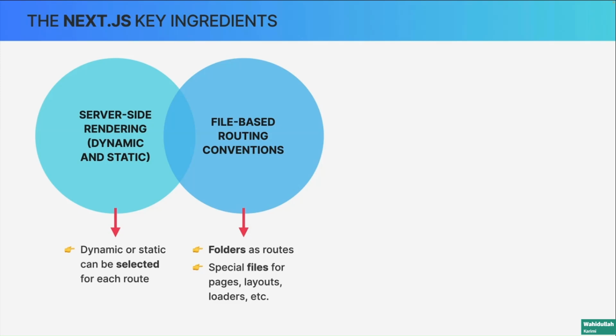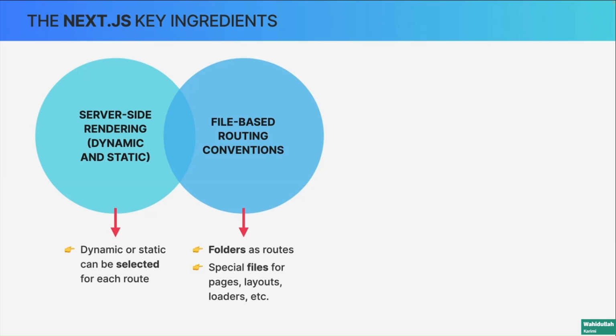And what's special about this router is that routes are defined entirely based on file system-based conventions. For example, we can create a basic route in our Next.js app simply by creating a new folder with the route name, and that's it. No need to write any code. And this was really a game changer when Next.js was first introduced. There are also special file conventions for pages, layouts, errors, loading screens, and so on.